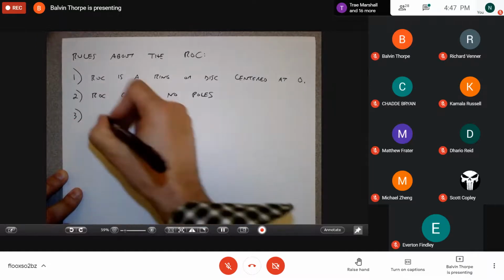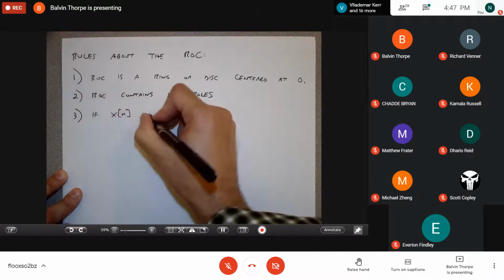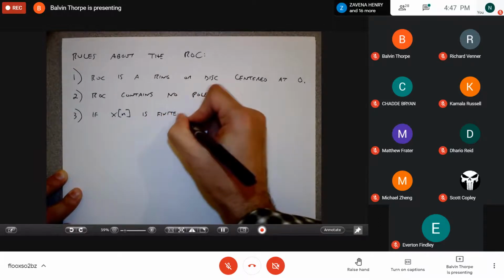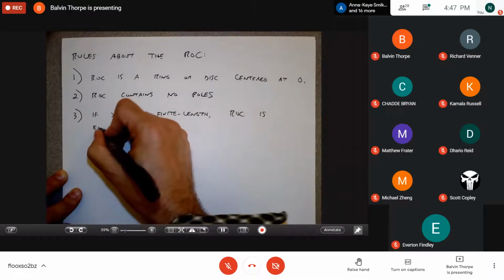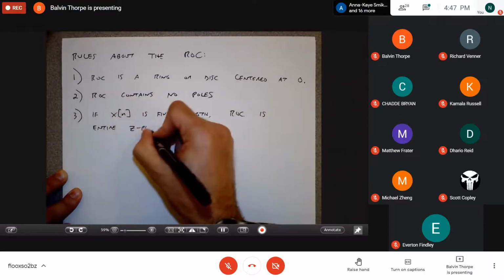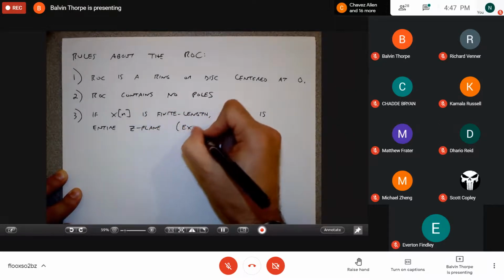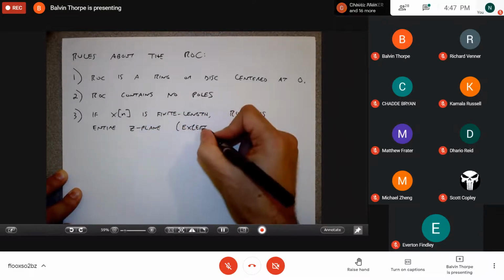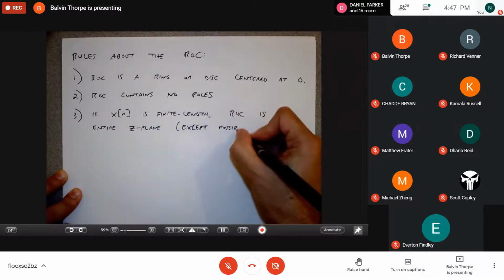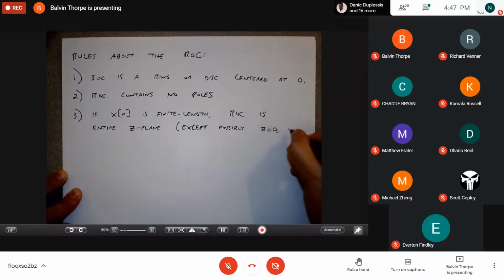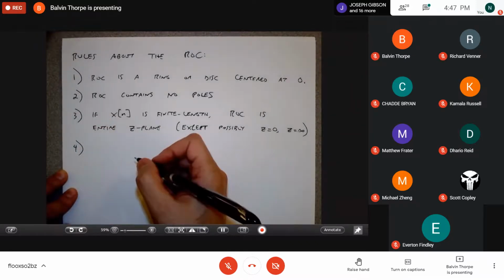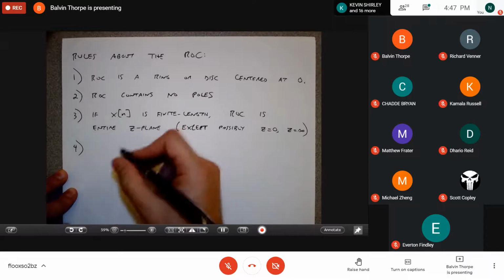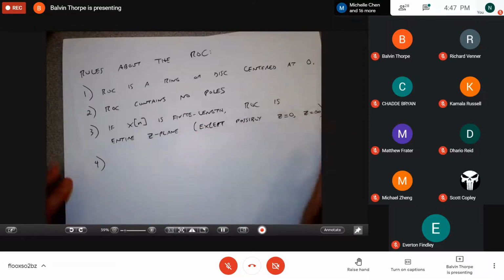Number 3, we kind of showed earlier, is that if x of n is finite length, the ROC is the entire z-plane, except possibly you may run into problems at exactly 0 or exactly infinity. So basically, I have a couple of caveats, or a couple of cases, right?